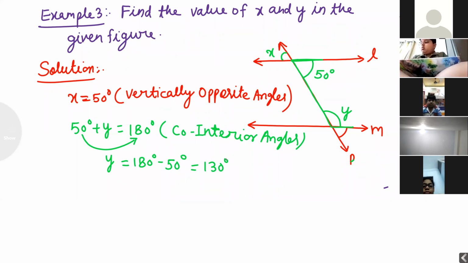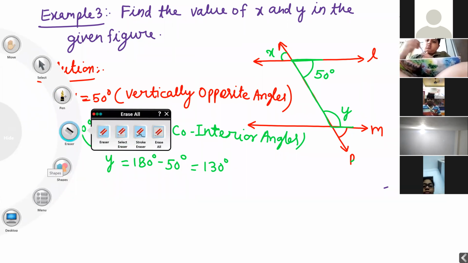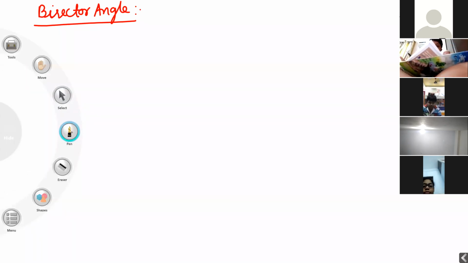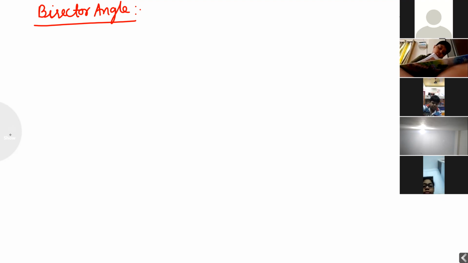Now keep the heading: Bisector angle. Listen, students, what is the meaning of bisector? There is no magic word. Listen carefully. What is the meaning of bisector?